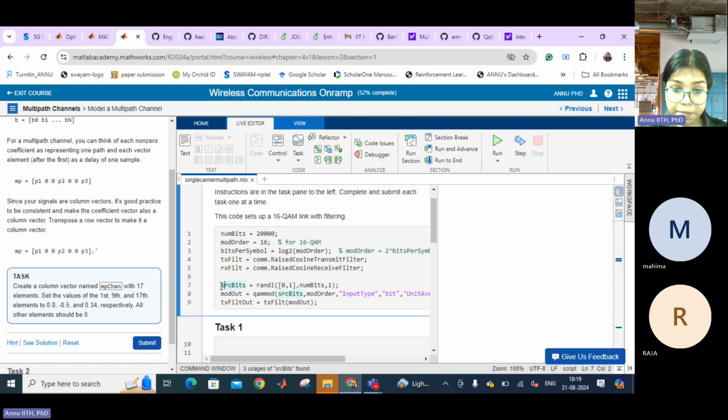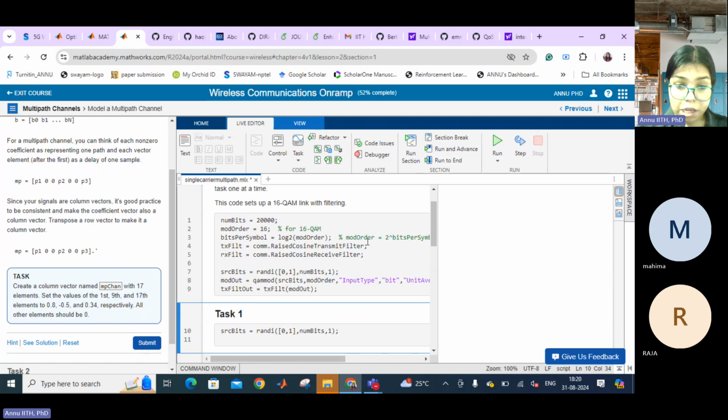Let's first see randi 0 to 1, and the size is number of bits cross 1. So we'll first see this one, because I don't know whether you know the previous class or not. After generation of source bits, we did the modulation. After that, we had this raised cosine pulse. Semicolon, so 20,000 cross 1, and this should be a multiple of 4.